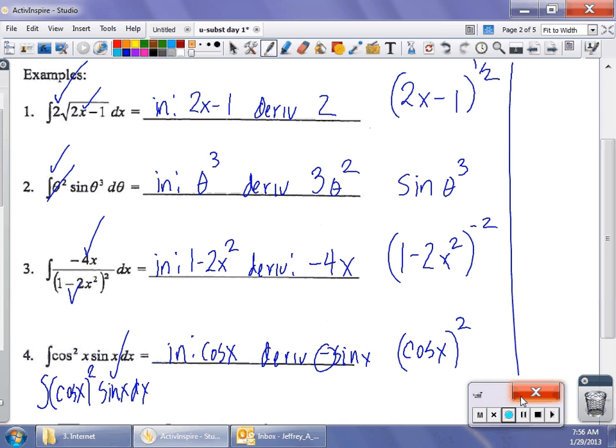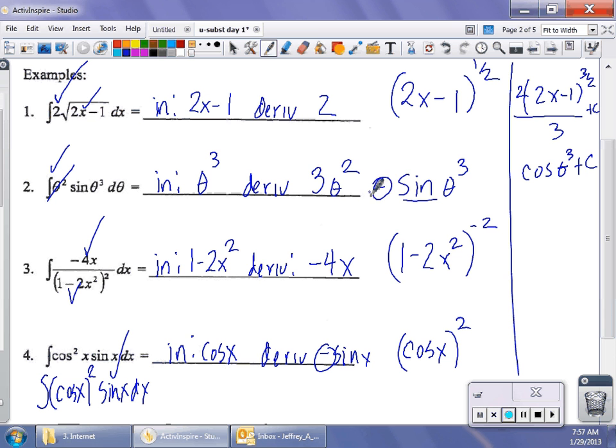So in this case, reversing the power rule, we would increase the power by 1. So we'd have 2x minus 1 to the 3/2 power multiplied by 2/3 plus c. I'm finding the antiderivative. The antiderivative of sine is cosine plus c. Check that out. The derivative of cosine is negative sine. Oh, so we got caught right there. So we need to add the negative in there because the derivative of cosine is negative sine.